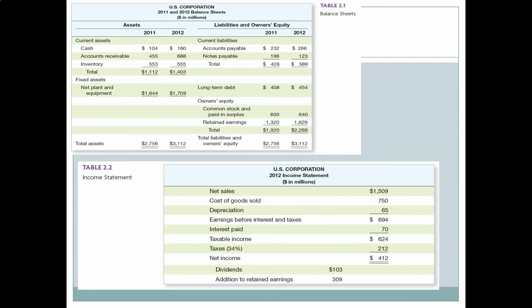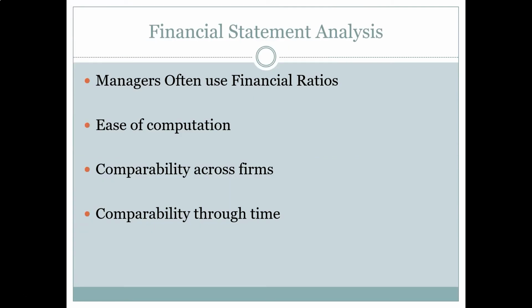So ratios give us a sense of comparability across firms. They allow me to, say, compare all the different car companies together. Even though the car companies are all of different sizes, they all make different models, they all have different goals, and they all have different consumer bases and things like that.